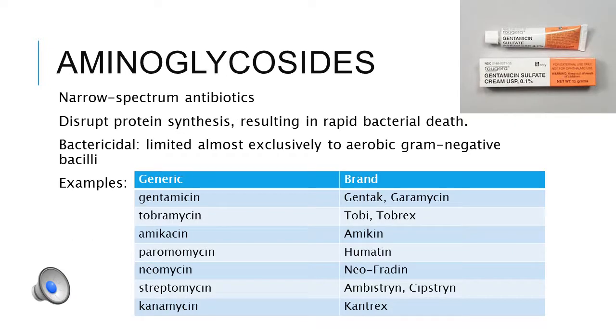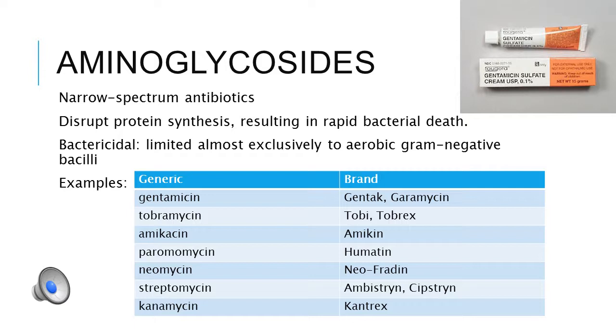Aminoglycosides. Aminoglycosides are a class of antibiotics that are considered to be narrow spectrum. This means that they are effective against specific families of bacteria rather than a wide variety. They are used to treat infections of primarily aerobic gram-negative bacteria. Aminoglycosides are also considered bactericidal. This means that they kill the bacteria rather than prevent growth.